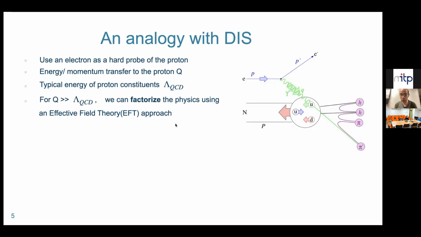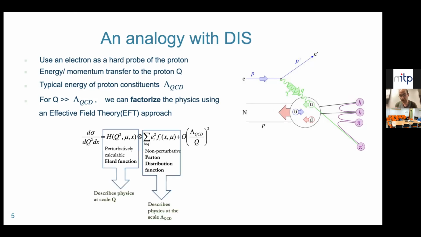In this scenario, using an EFT approach is pretty standard. We can write down a factorization formula for the cross section, which is written in terms of what is known as a hard function, which is perturbatively calculable and describes all the physics at the hard scale Q, and another function which describes IR dynamics at the scale lambda QCD, which is usually the parton distribution function. As you can see in this picture, we have a clean separation of physics at the two scales, in this case Q and lambda QCD respectively.